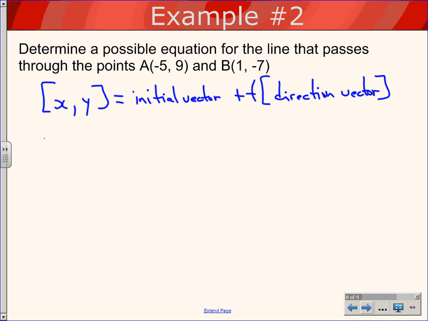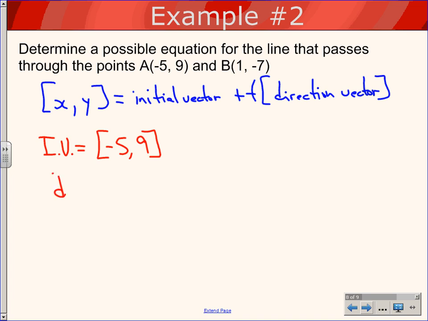So, our initial vector, that's just a point on the line, isn't it? An initial vector is just some way to get to the line. So that could just be minus 5, 9. Pick some point that's on the line. Could have been the other one too, right? Could have been 1, minus 7. That would have worked fine. But we just needed a way to get to the line.